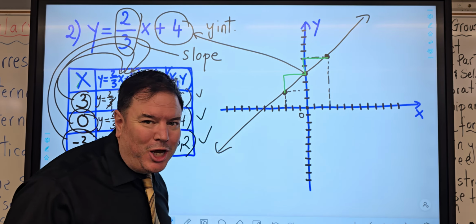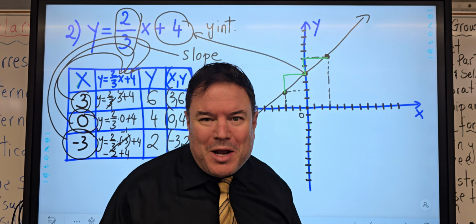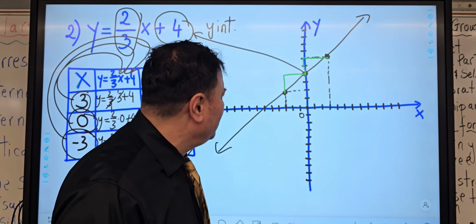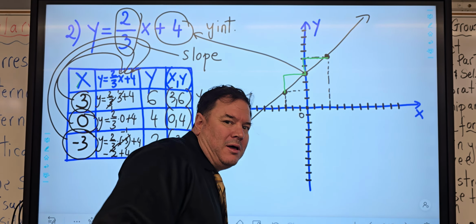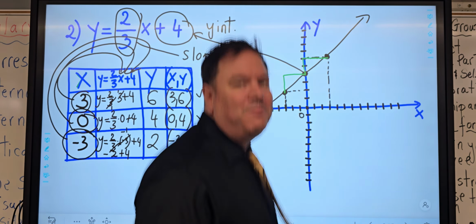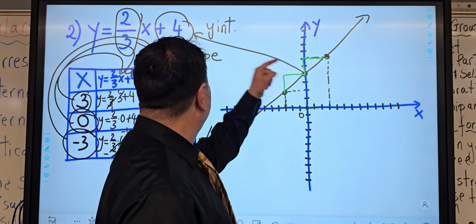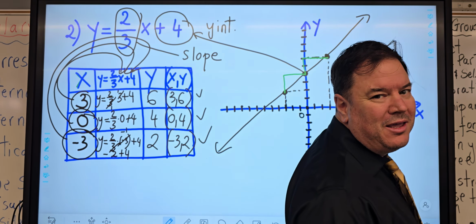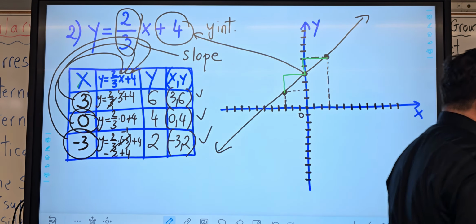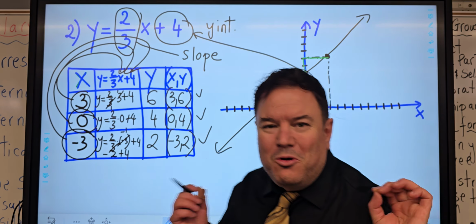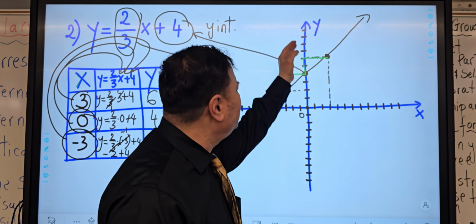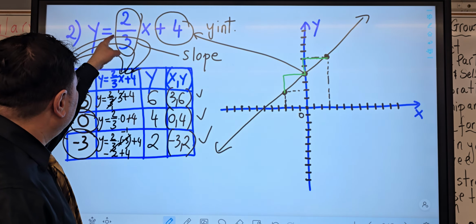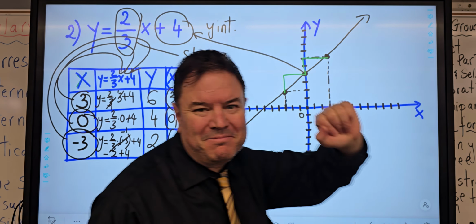A lot easier in this case for Mr. Dobrescu to climb those stairs, right? Rise only 2, so I can jump just a little bit, 2, and then 3. 1, 2, 3. And then again 2. 1, 2, 3, and so forth. You got the point. Rise over run. Slope, y-intercept.